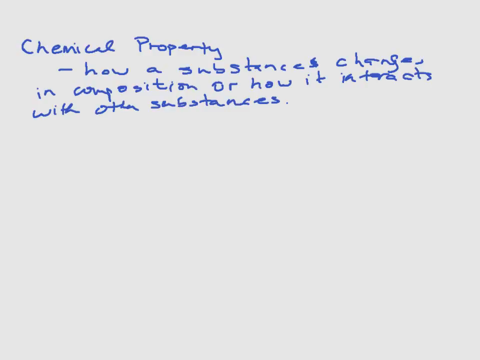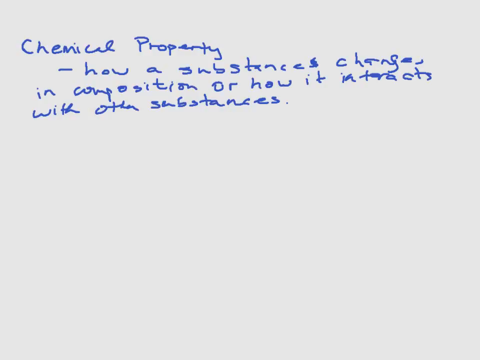The thing about chemical properties that's unique, these properties are only observed when a substance is undergoing a change in composition. You can't actually tell a chemical property of a substance unless you test it to see if it will undergo a change. That'll make more sense when I give you an example.